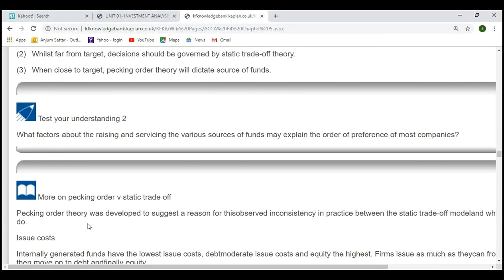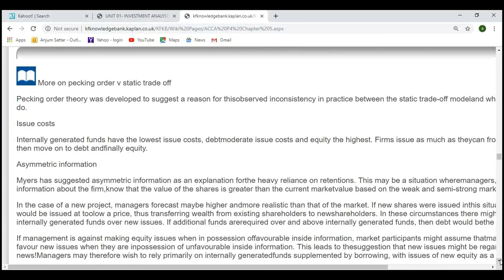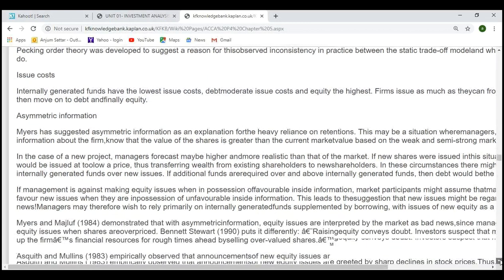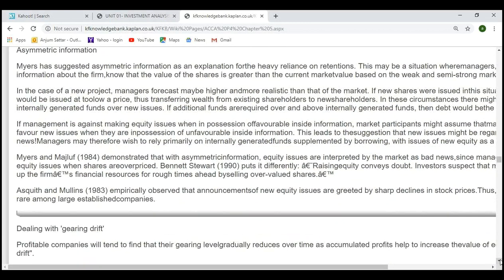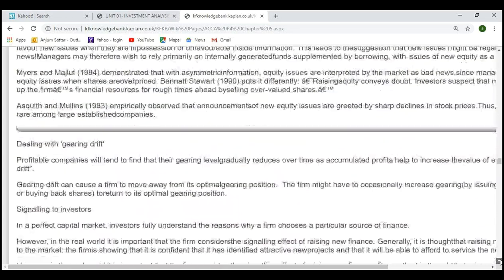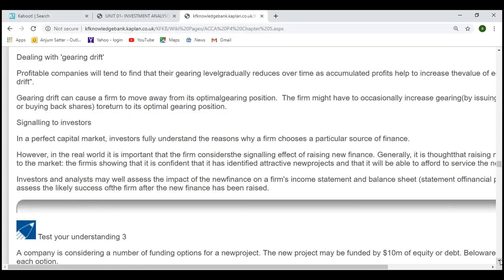Then there is the pecking order theory, which is a separate theory. They look at the issuing cost. Internally generated funds have the lowest issue cost, and equity has the highest, so the firm uses internal funds as much as they can. So they're saying we need to look at the issue, with a lot in favor and against.